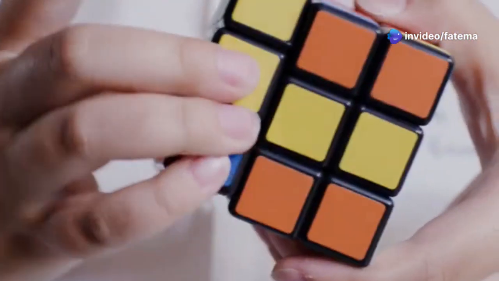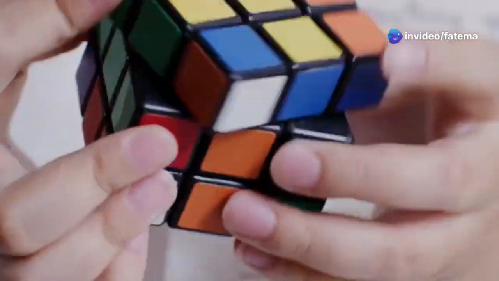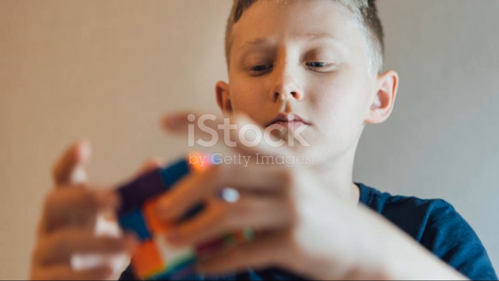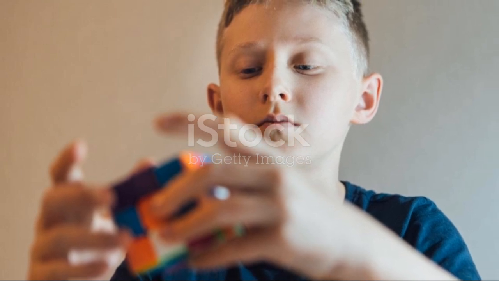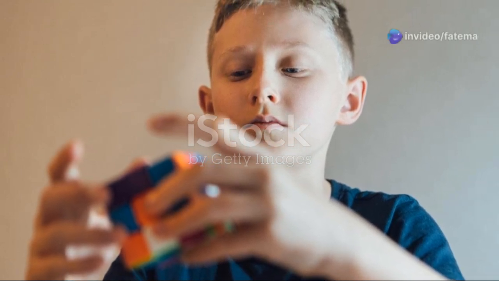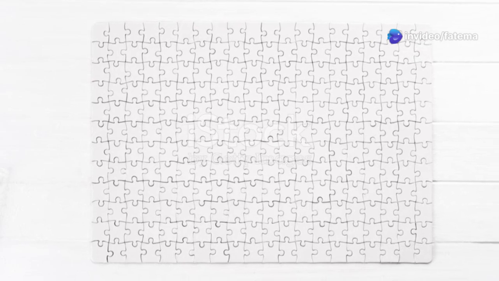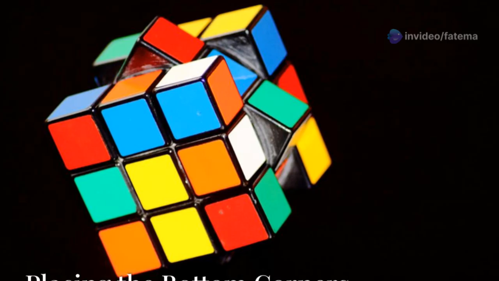We only care about getting the white pieces together on one face. Don't worry if the cube looks messy at this stage. The process of solving the Rubik's Cube is about strategically moving pieces and gradually creating order. With patience and practice, you'll master the white daisy and be ready for the next challenge.